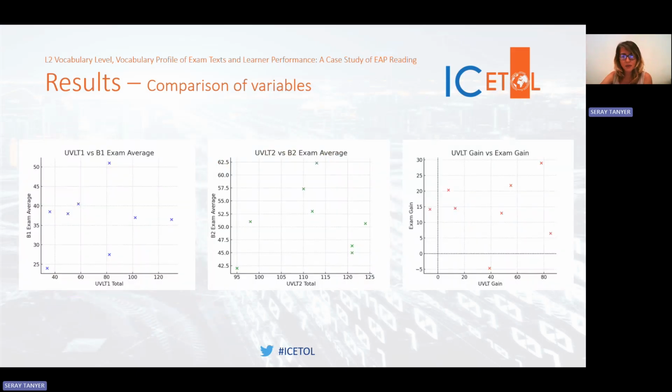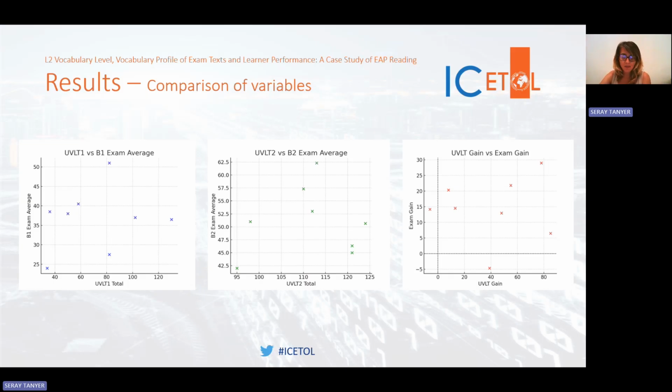The comparison of variables revealed weak or inconsistent correlations between vocabulary size and exam performance. For updated vocabulary level test 1 and the B1 level exam average, there was a slight positive trend, but the distribution was wide, indicating considerable individual variation. For updated vocabulary level test 2 and the B2 exam average, no clear relationship emerged, with students scattered in different directions.